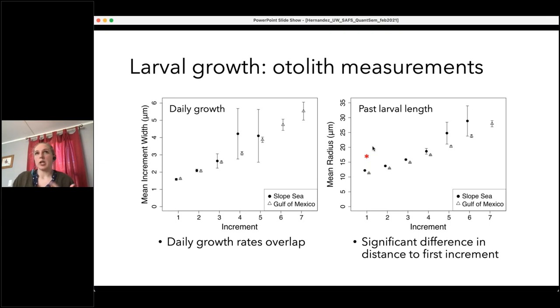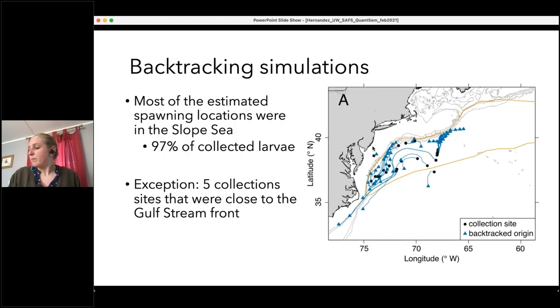So by two different ways of looking at this otolith data, we're seeing that fish from the slope sea and fish from the Gulf of Mexico grow at similar rates at the beginning of larval life, but that on the first day of larval life, slope sea fish are slightly larger. And this could be accounted for by the difference in temperatures between the slope sea and the Gulf of Mexico, but it could also have something to do with the migration distance that the parents undergo, and sort of a maternal provisioning kind of argument. Okay, so backtracking simulations.